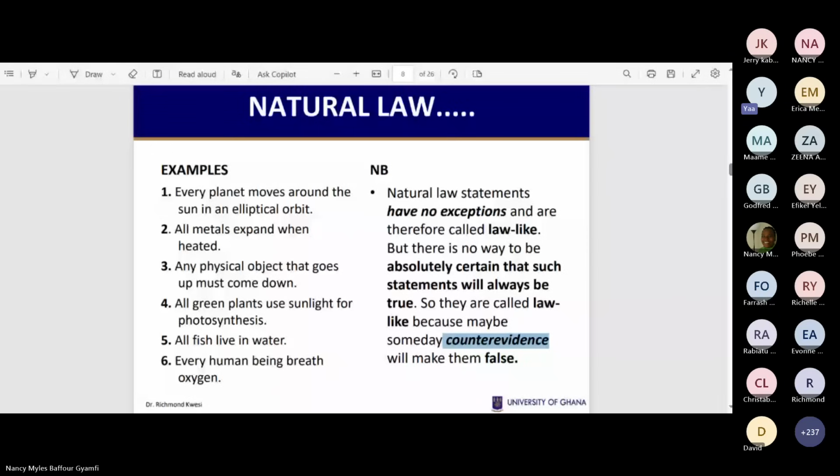Example 2. All metals expand when heated. Example 3. Any physical object that goes up must come down. Example 4. All green plants use sunlight for photosynthesis. Example 5. All fish live in water. Example 6. Every human being breathes oxygen. Good. So these are all empirical in nature. I'm sure by now you know it means they are disguised predictions. It means they can fail.